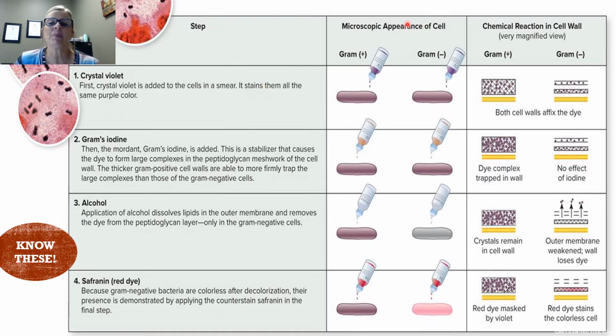Then we're going to apply 5 drops of Gram's iodine to the smear. We're going to let it sit for 30 to 60 seconds. Everything you let sit for 30 to 60 seconds except for one. You're going to rinse with water after that. Iodine is actually a stabilizer, or what we call a mordant, in the gram-positive cell walls, but not the gram-negative. So it's going to stick. This purple color is going to stay with the addition of the mordant on the gram-positive cell walls.